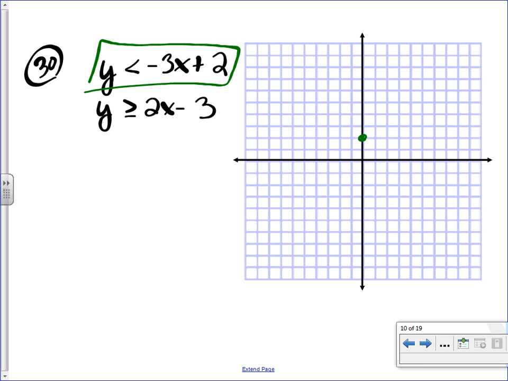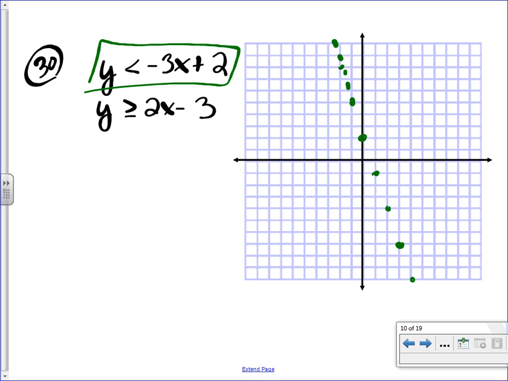-3 is our slope, meaning we're going to go down 3 and over 1. Down 3 over 1, down 3 over 1. We can also go up 3 over 1. Now be careful because before you connect those dots, some of these are going to be dotted, some of them are going to be solid lines.